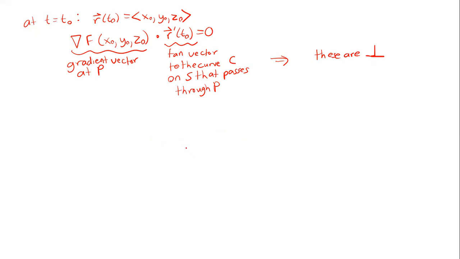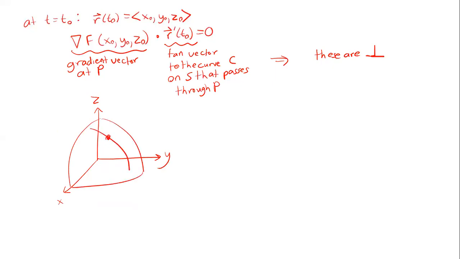And so what this would mean is, if we go back and we have our surface over here, x, y, z, here's the big surface, and here's some curve that passes through the point P and lies on the surface. And then we can get the tangent vector here. So this is going to be R prime of t0. And then here we have this perpendicular vector, and this is del f of x0, y0, z0. And so those are the main things.